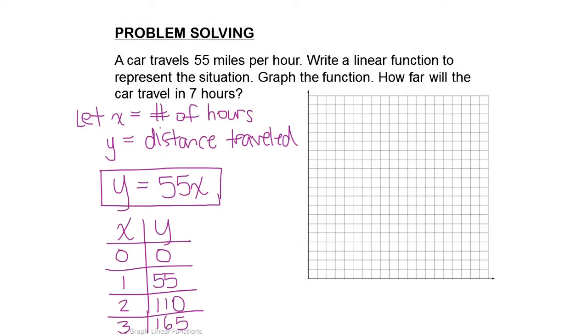So now let's graph the function. And I'm going to label the horizontal axis as the number of hours, and then the vertical axis being the distance traveled, and that would be in miles. Okay, so now let's plot our points.